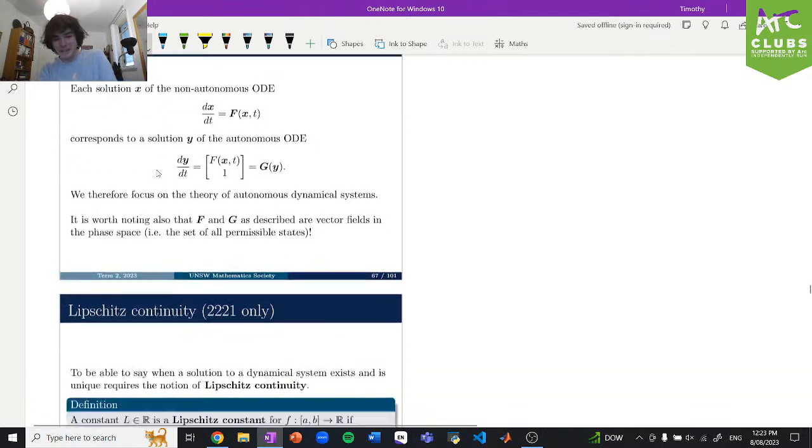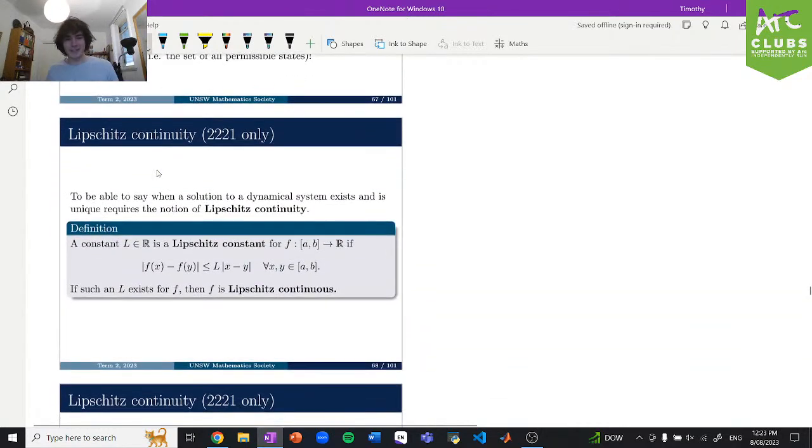So let's jump into my first fun thing, which is Lipschitz continuity. This is stuff that you only need to know if you're in 2221. There's a couple of those throughout this topic. I think first integrals is also only for 2221. So if you're in 2121, come back in like 10 minutes and we'll be done with this.